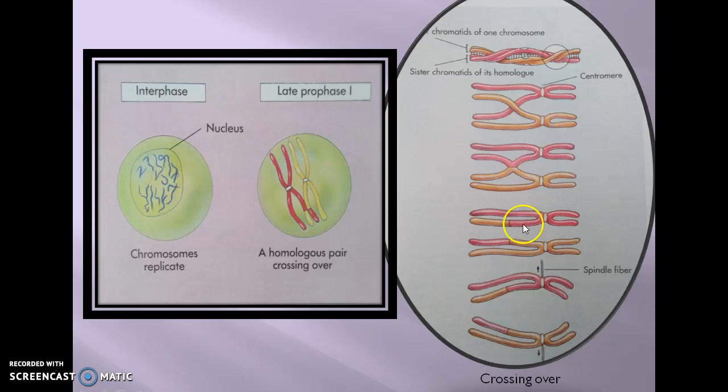So after that, we will get a mixed chromosome with different genetic materials. And the spindle fibers here are responsible for pulling them apart.